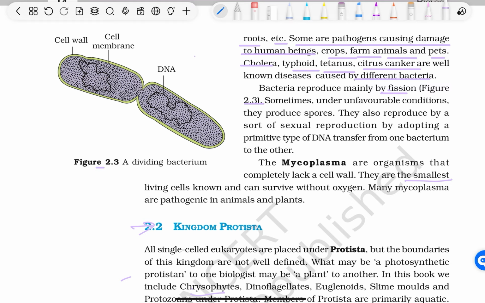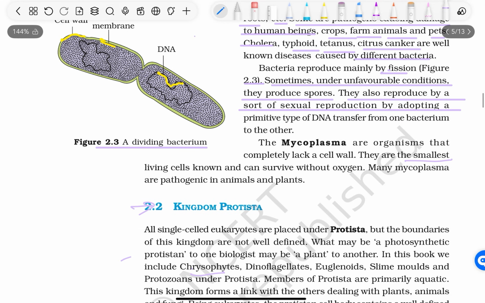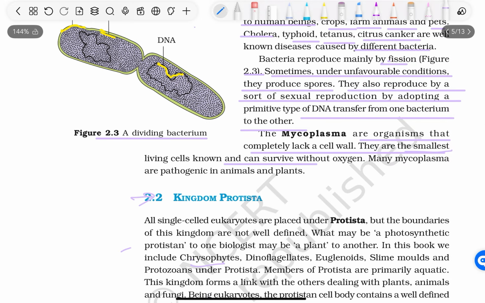Figure 2.3, dividing bacteria. This is the cell wall. This is the inner membrane, that is called the cell membrane, and that is DNA. Bacteria reproduce mainly by fission. Sometimes under unfavorable conditions they reproduce by spores. They also reproduce by a sort of sexual reproduction by adopting a primitive type of DNA transfer from one bacterium to the other. The mycoplasma are organisms that completely lack a cell wall. They are the smallest living cells known and can survive without oxygen. Many mycoplasma are pathogenic in animals and plants.